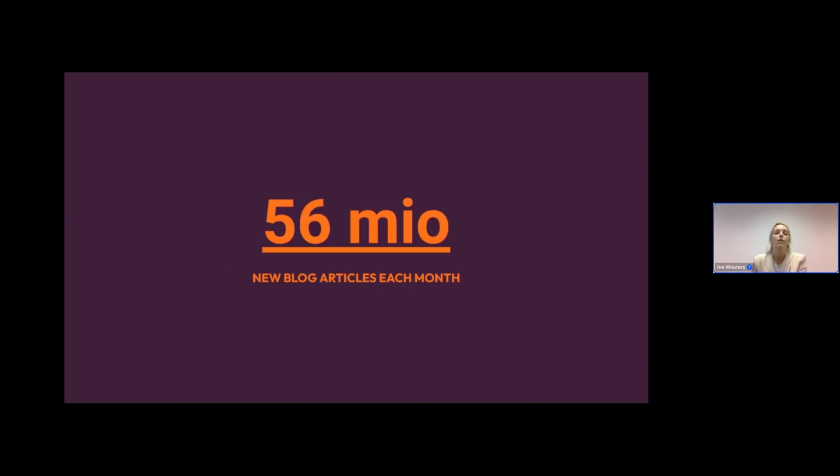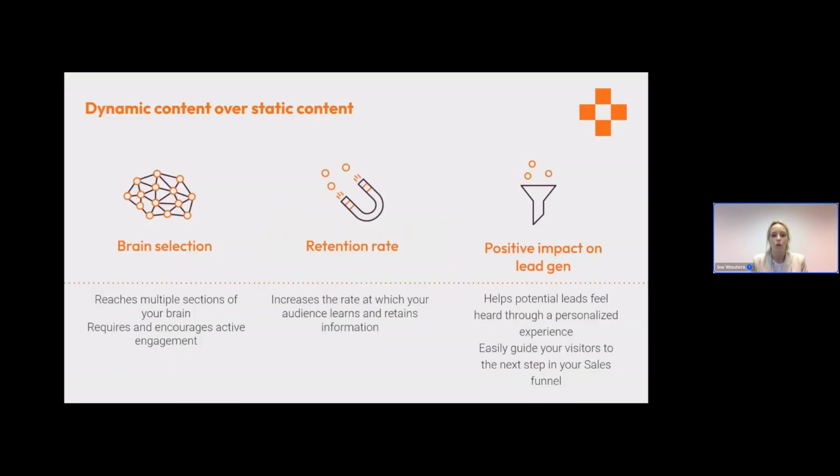When we only have a look at blog articles or written content, there are already 56 million new pieces every month. So that's a lot. And on average, people will only watch or read the article for 15 seconds. So you really have to stand out to get the attention of the reader. So let's have a look at the impact of dynamic or interactive content over static content.